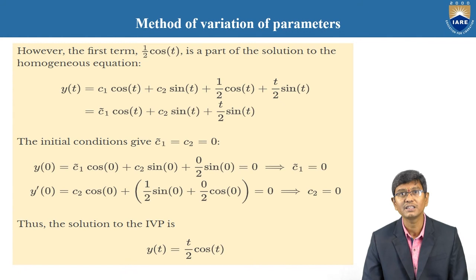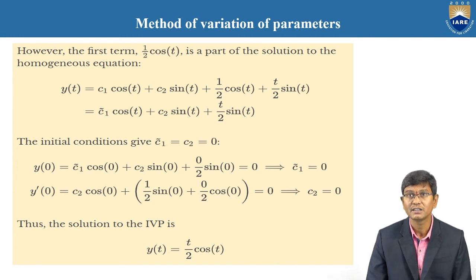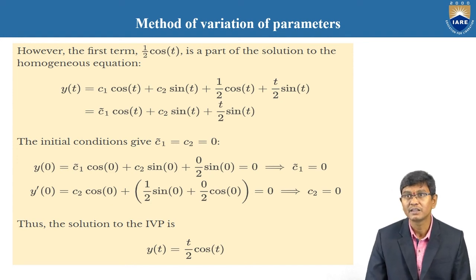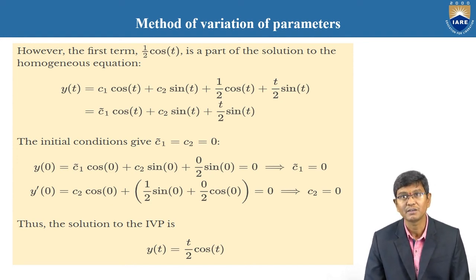Now we need to assume what is the general solution. Therefore with the help of c1 u plus c2 v plus u1 y1 plus u2 y2, with the help of all these values, the complementary function as well as the particular integration together, the equation is reduced to c1 into cos t plus c2 into sin t plus t by 2 into sin t is the value.